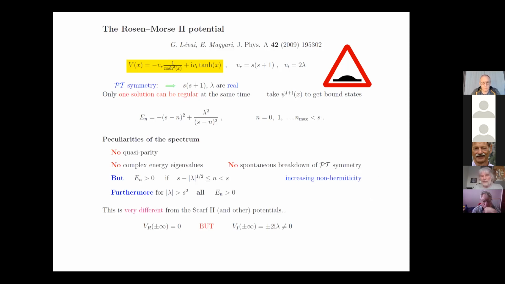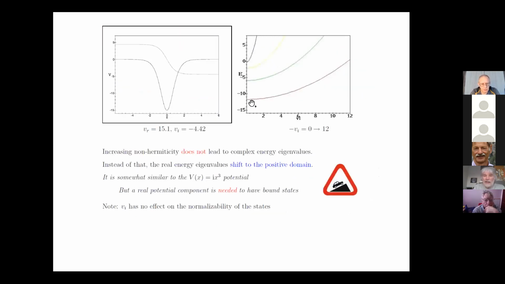In the case of the SCARF2, we realize that the complex energy eigenvalues appear if the imaginary potential component exceeds a certain limit. Here, nothing like that happens. Rather, what happens is that the energy eigenvalues just fly away. They increase infinitely. So they remain real all the time, but increase. And this is somewhat similar to what we experience in the IX3 potential, for example, and some others in the numerical domain.